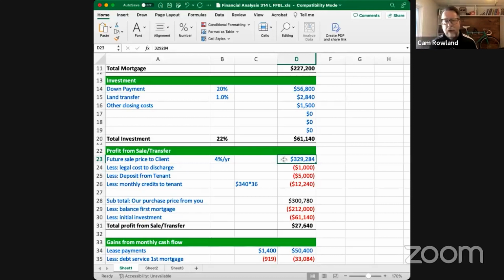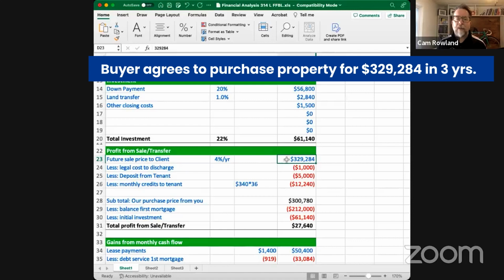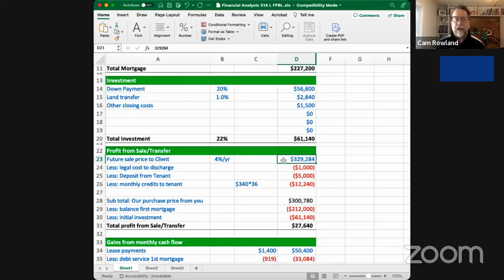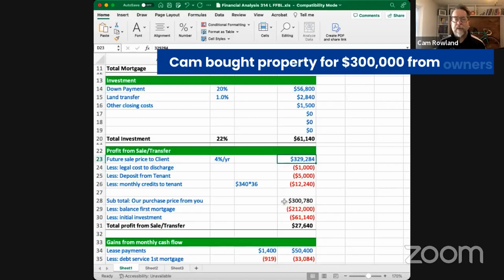So we agreed that they would purchase the house in 3 years for $329,000. That meant on that day, which I think was right in the middle of 2020, I was going to purchase this property from the owners for $300,000 and turn around and sell it to the tenant buyers for $329,000.